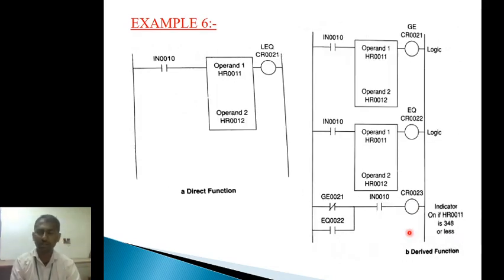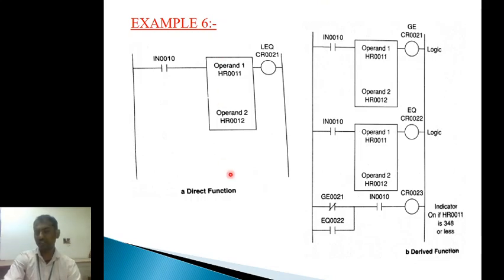And the next and last comparison function is less than or equal to. So here also we can have two functions, direct function and derived function. In the direct function you have operand 1 and operand 2, and in operand 1 we have one value and in operand 2 we have one value. So we can make the comparison between those two by turning on the IN0010, and when the comparison is completed, then this LEQ, that means less than or equal to, will be on, which indicates the comparison is completed.